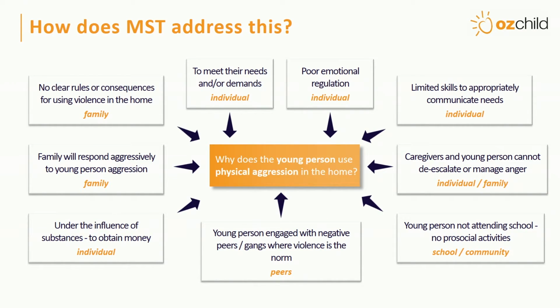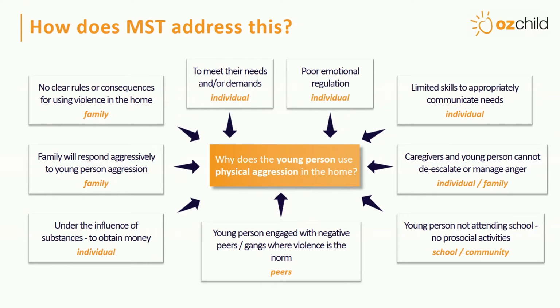It may be to meet their needs or their demands. They have no other way of expressing that. It may be poor emotional regulation. They may have limited skills to appropriately communicate their needs. The caregivers and young person may not be able to de-escalate or manage anger, so things escalate really quickly. The young person might not be attending school or any pro-social activities. They may be spending a lot of time at home where there is a lot of frustration and conflict within the family. The young person might be engaged with negative peers or gangs where violence is the norm.